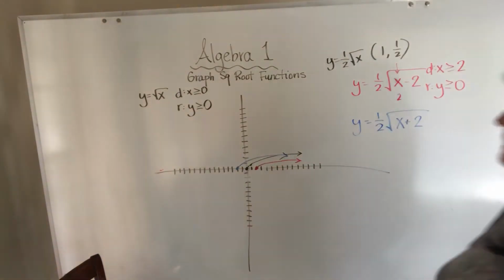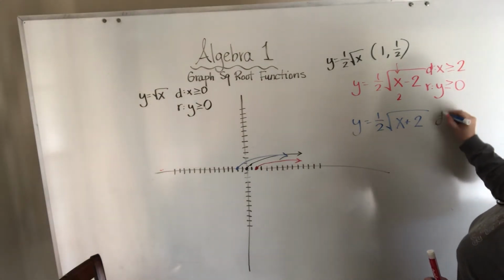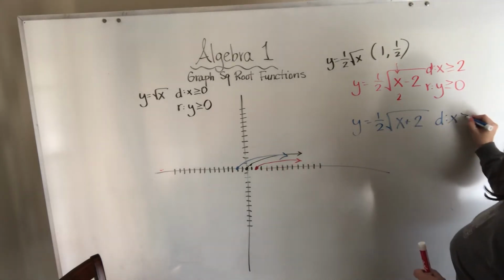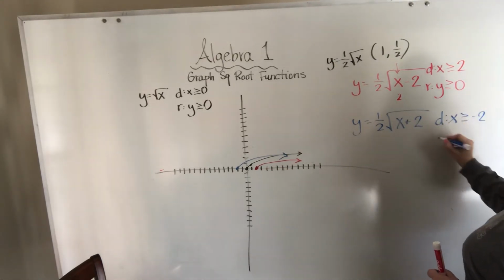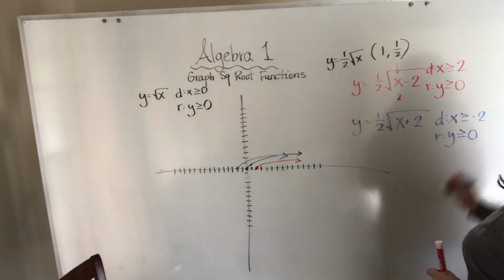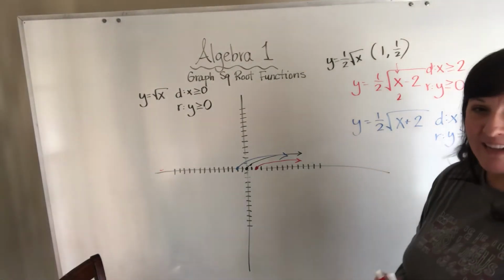So in that case, I move it to the left, right? What is my domain? x is now greater than or equal to negative 2. My range, y is greater than or equal to 0 still, okay? Now, you will have some more complicated ones to graph.